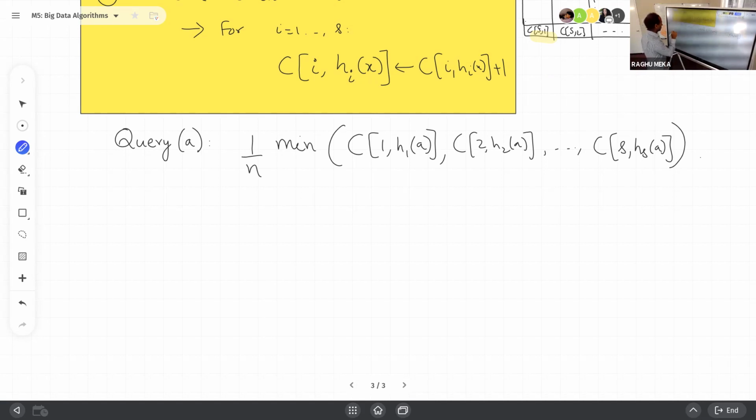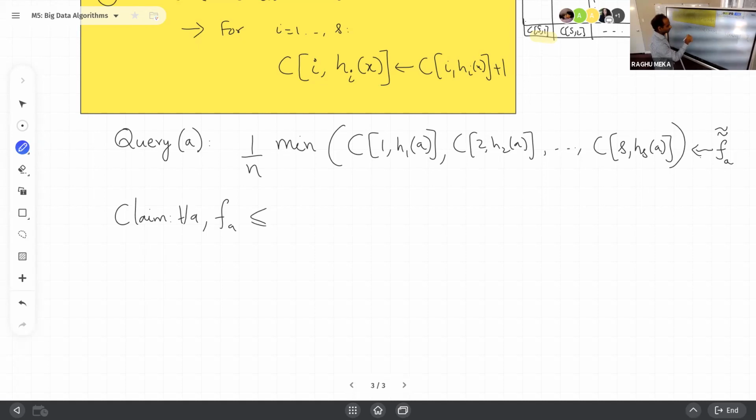Okay, so the claim: this is our new estimator f tilde a, right? Okay, let me put double tilde just so you're not confused with the earlier one. And we can show, just as before, that this is still an overestimator. You're taking a min of a bunch of overestimators, right? So it'll still be an overestimator, but perhaps a bit better.